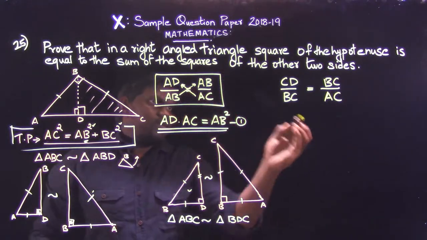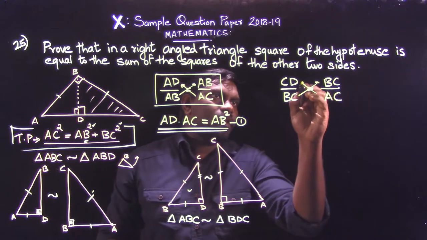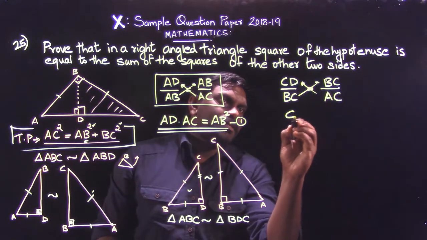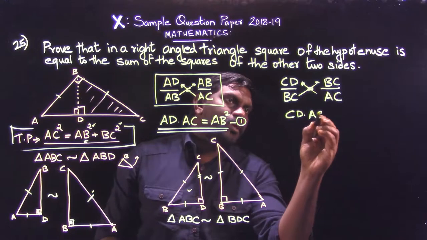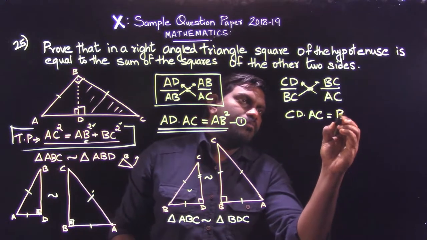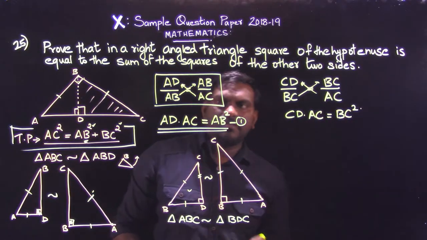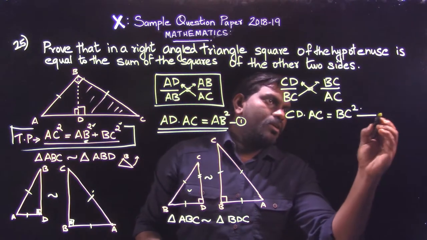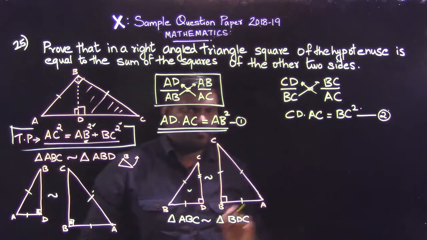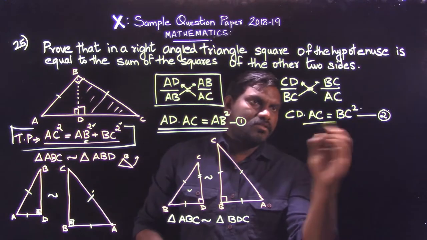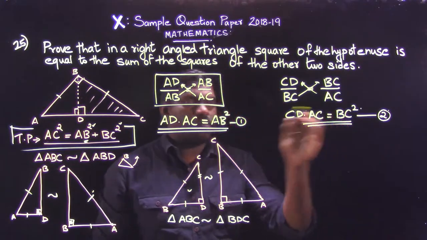Fine. Now cross multiply these two. What I'm going to get? CD into AC is equal to BC square. Yes, this is what I really wanted. That is going to be equation number 2. Fine dear. Is it clear? So I got equation number 1, I got equation number 2.